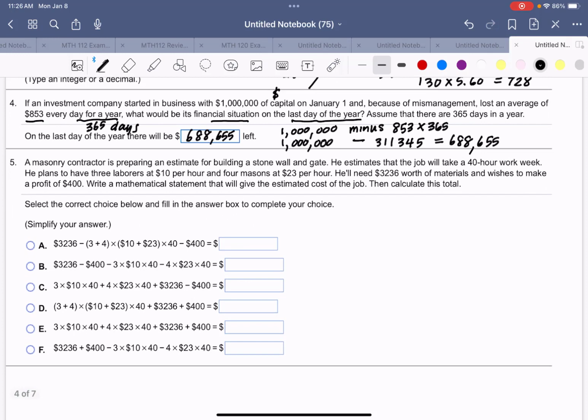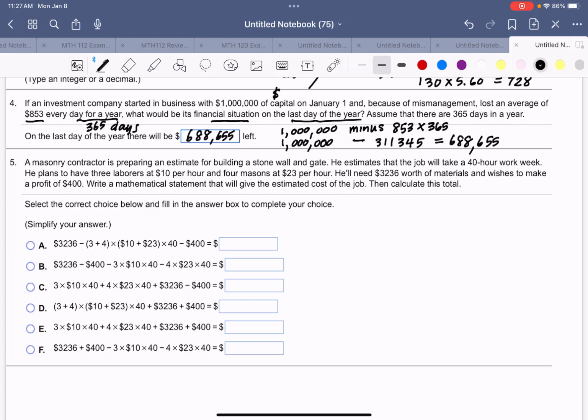And number 5. A masonry contractor is preparing an estimate for building a stone wall and gate. He estimates that the job will take a 40-hour work week. He plans to have 3 laborers at $10 per hour and 4 masons at $23 per hour. He'll need $32.36 worth of materials and wishes to make a profit, and that means above all, an extra $400. So write a mathematical statement that will give you the estimated cost of the job, then calculate the total.